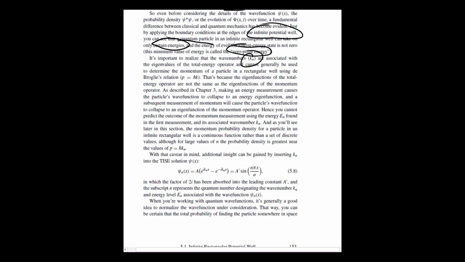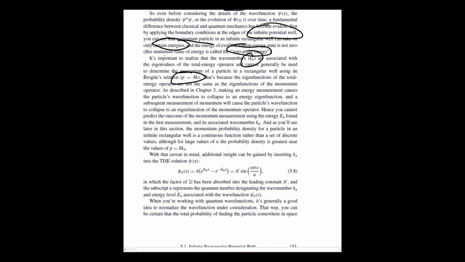With these quantized wave numbers k sub n, some students want to say, ooh, that means that momentum is also quantized, because p is equal to h bar k. But that's not true. As we're going to see later in this section, momentum can take on a continuous set of values within an infinite potential well.